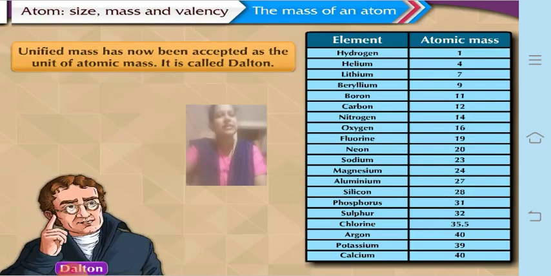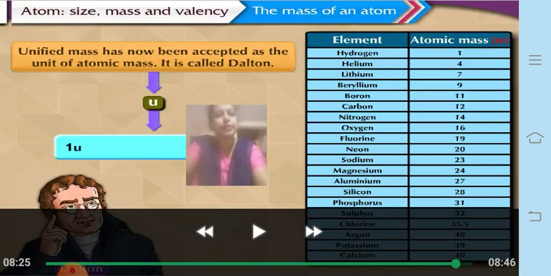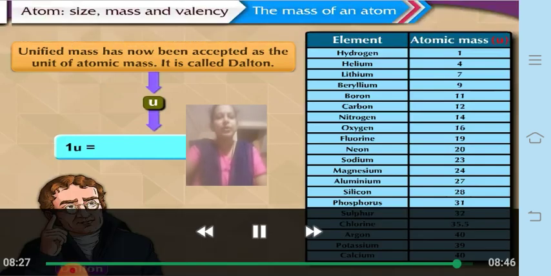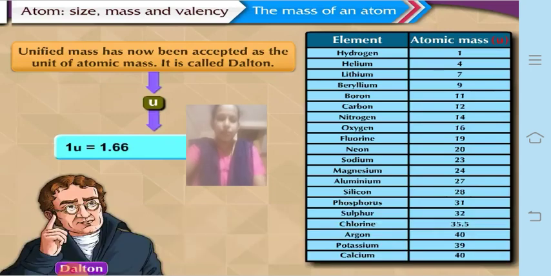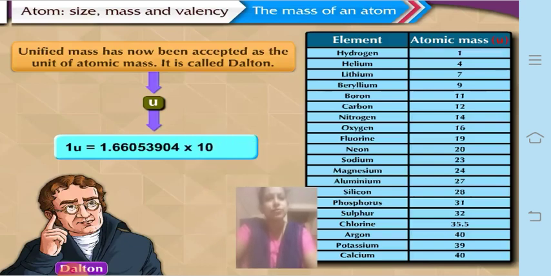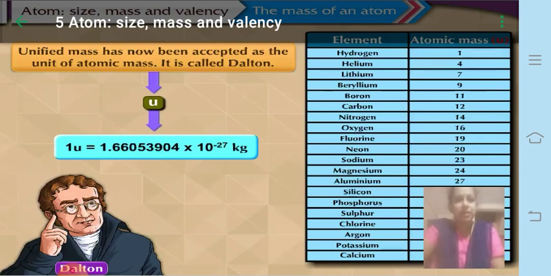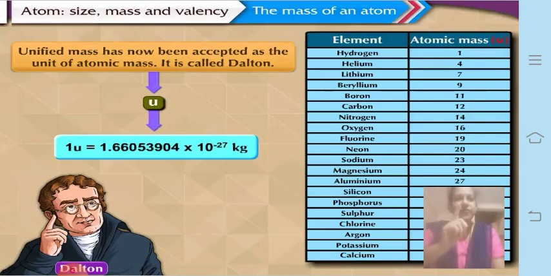Okay, which was given by John Dalton, and it is also measured in terms of one U, and 1 U is approximately equal to 1.66053904 into 10 raised to minus 27 kilograms. So now what does this mean? That means 1 unified mass, which is 1 U or 1 Dalton, is equal to 1.66053904, or simply it is 1.66 into 10 raised to minus 27 kilograms.